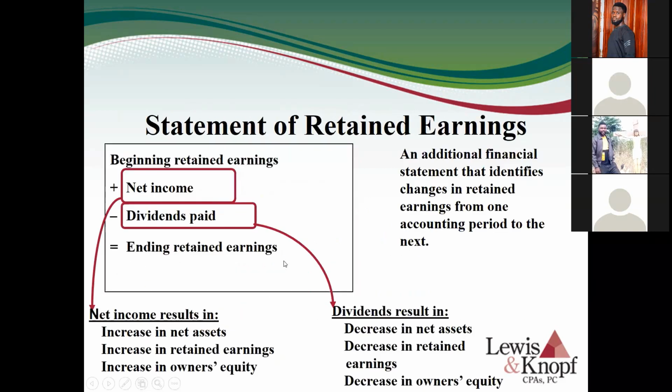The beginning retained earnings, is it the profit, the net income from the income statement? The beginning retained earnings, let's assume that you are doing it for this year, 2021. The beginning retained earnings will come from the ending of 2020. So the ending retained earnings in 2020 becomes the beginning retained earnings in 2021.